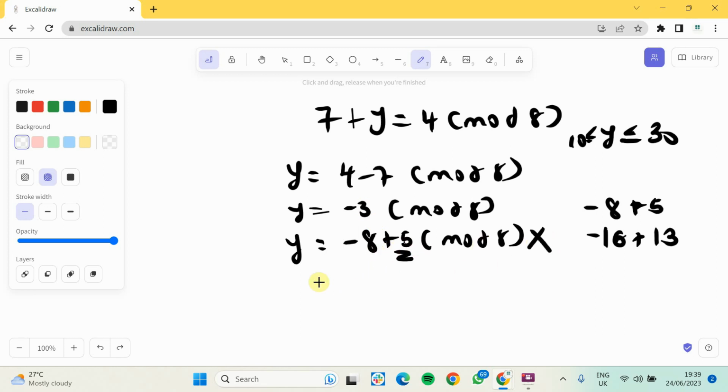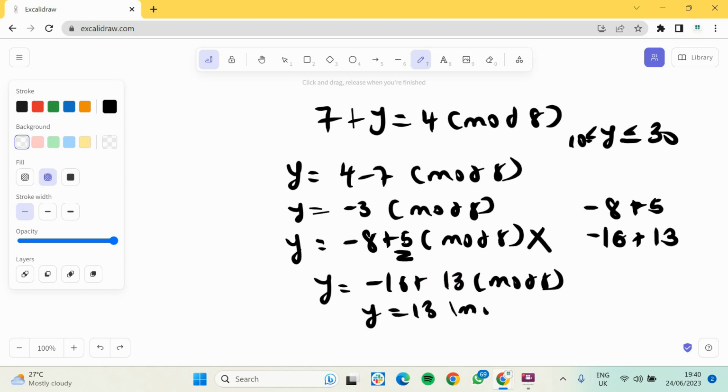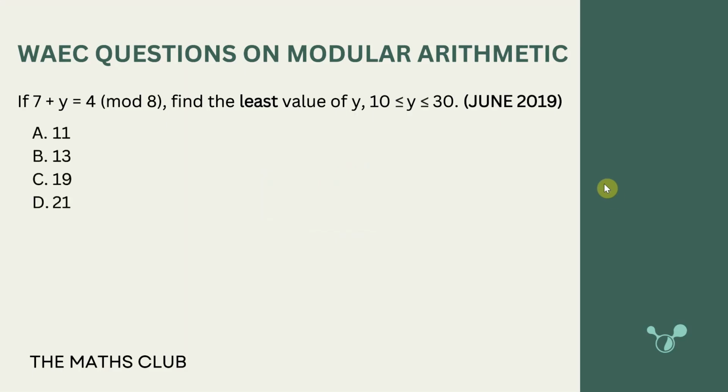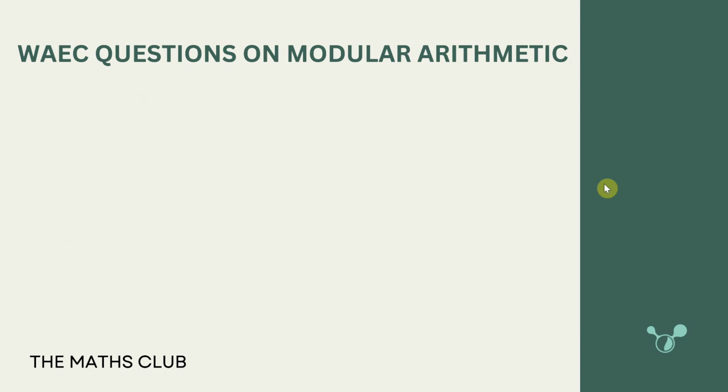So y will be equal to what? Minus 16 plus 13, mod 8. My value for y will be the remainder, which is 13 mod 8. Is this y within 10 and 30? Yes, within 30. So that means that my y in this particular question is actually equal to 13, and that's option B. Great.